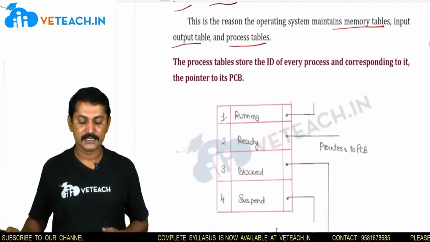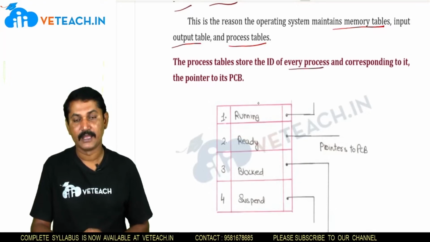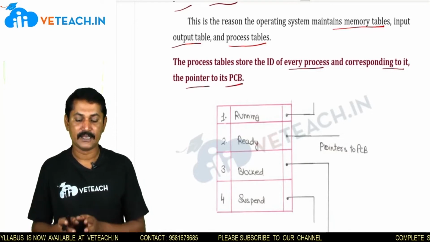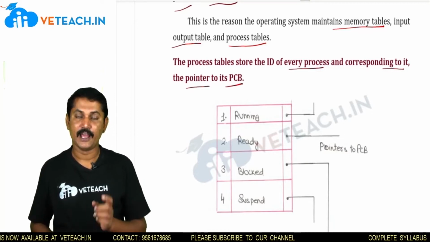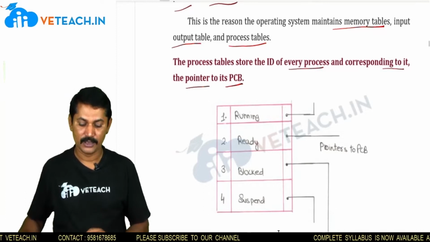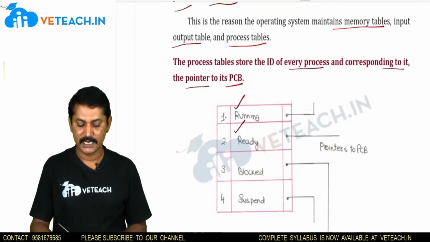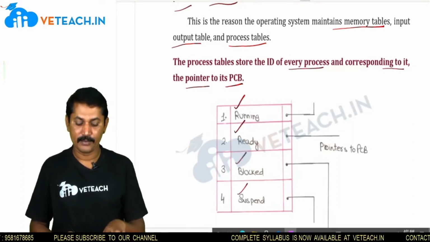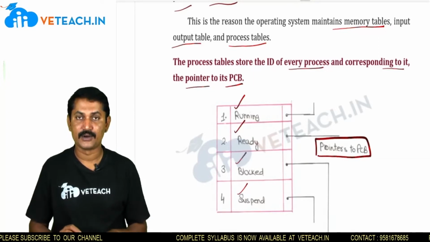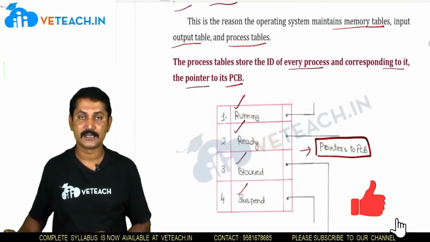Here you can see the process table stores the ID, that is the information data of every process, and corresponding to it the pointer to its PCB. That means first it maintains every process ID, and along with that it maintains a pointer to its program, that means the process control block. Here the states for a process are the running state, ready state, blocked state and suspend state. To maintain all these data, the process control block is there, and all these are pointed to the process control block.